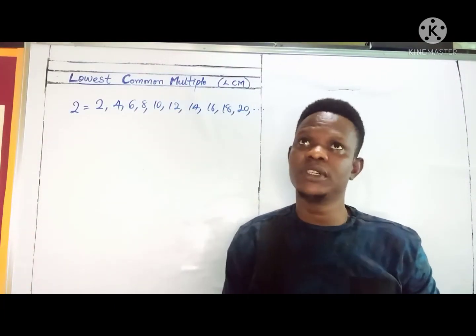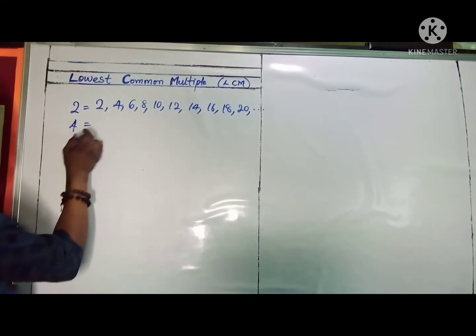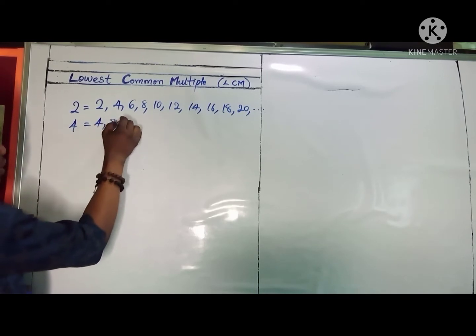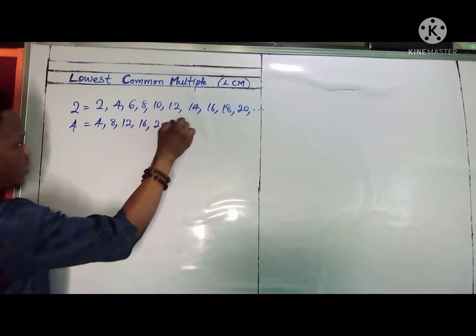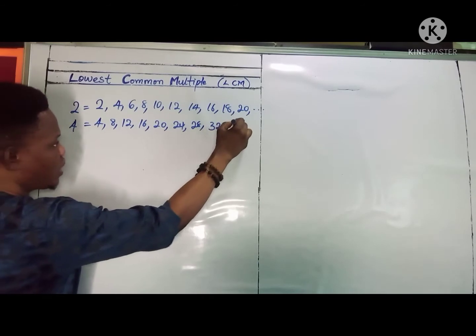Let us pick another number, 4. Let us find the multiples of 4. The multiples of 4 will be 4 plus 4, 8, 12, 16, 20, 24, 28, 32, and so on.